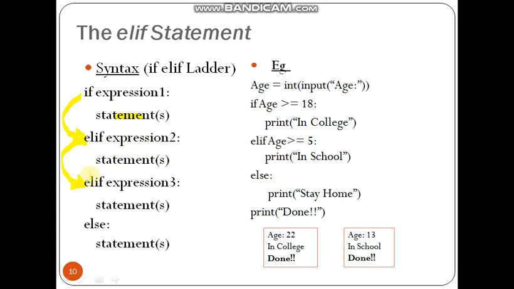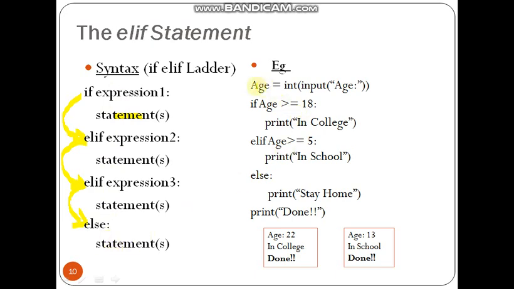That means multiple expressions can be checked, and multiple-way branching is happening in this case. Then at the end, if none of these expressions becomes true, then it will execute this else case. That is, if no expression becomes true, in that case it executes the else part.